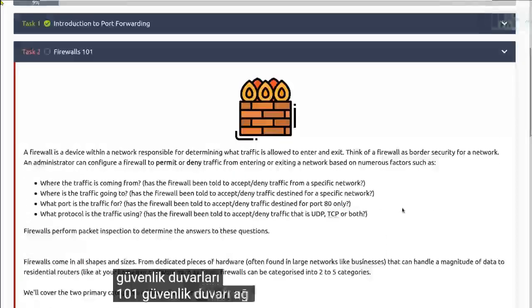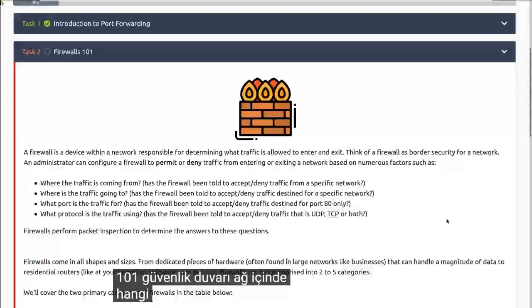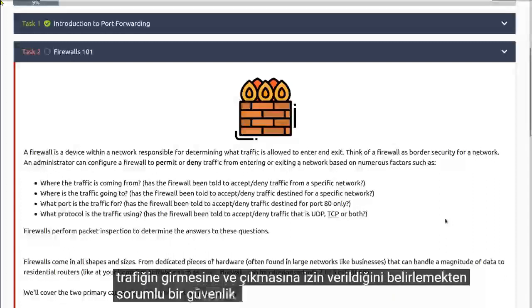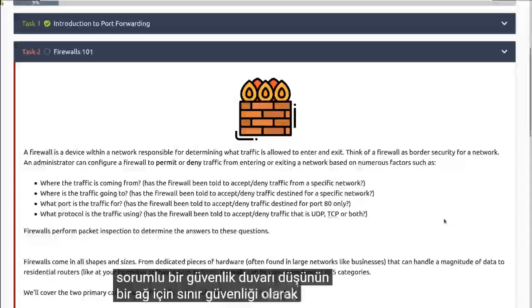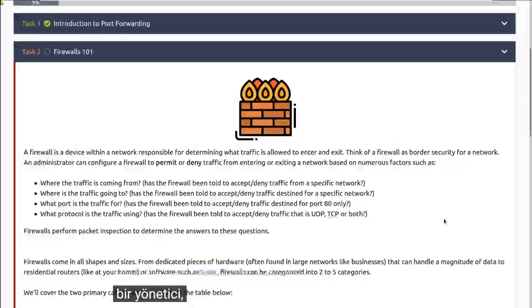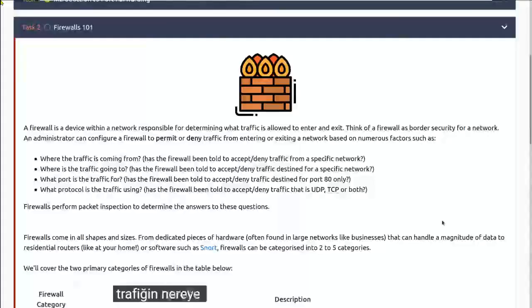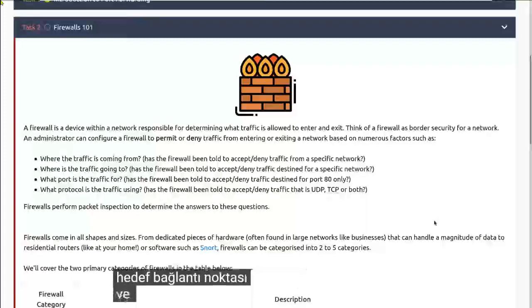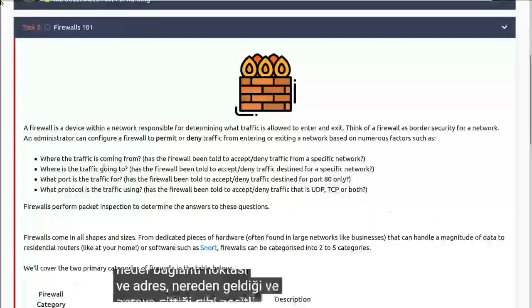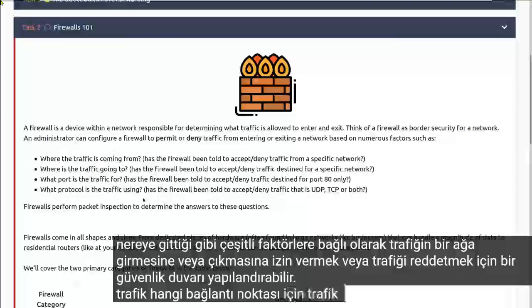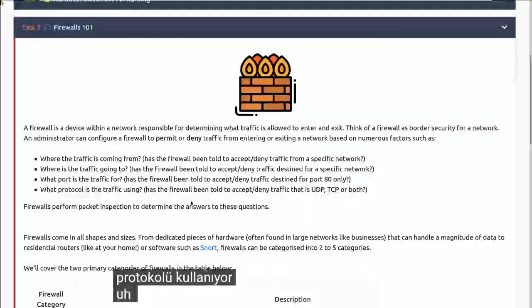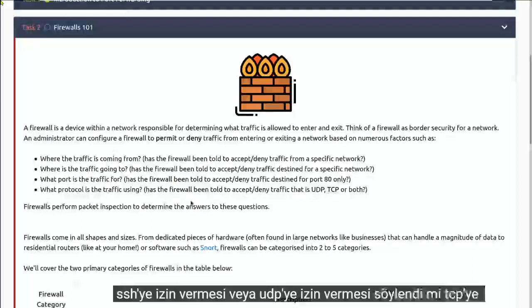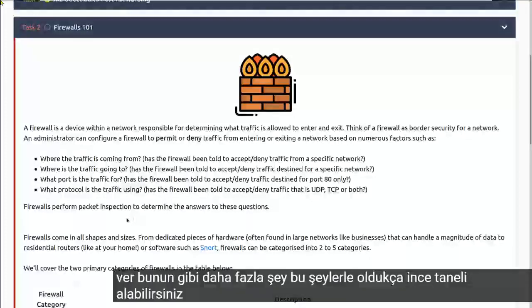A firewall is a device within a network responsible for determining what traffic is allowed to enter and exit. Think of a firewall as border security for a network. An administrator can configure a firewall to permit or deny traffic from entering or exiting a network based on numerous factors such as where the traffic is going, so source and destination port and address, so where it's coming from, where it's going to, what port is the traffic for, what protocol is the traffic using. So for example, has it been told to allow SSH or allow UDP, allow TCP, further things like that. You can get pretty fine-grained with these things.